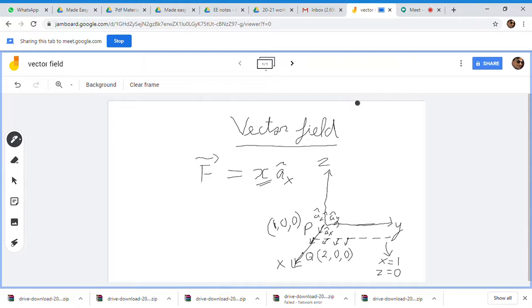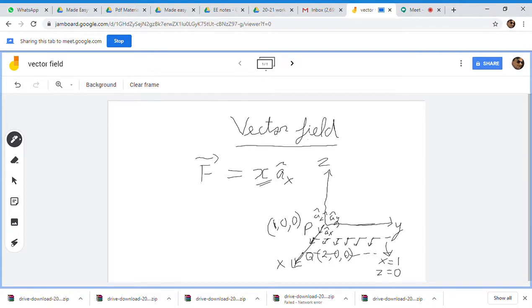So we can draw this like this, and similarly we can draw on this other line, so it will be a bigger vector. So in the whole space region, the field is defined for every point. This is called a vector field. It means you need to define the field throughout the region, throughout the space region.